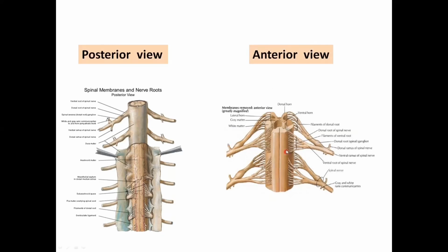In the anterior view, you can make out the anteromedian fissure. The anteromedian fissure is in the midline. In the anterior aspect, it's quite deep. Whereas on the posterior aspect, you can see the posteromedian sulcus. Another very important clue is you can see the dorsal root ganglia in the dorsal root, which attaches to the posterior aspect of the cord. This is how you get to identify the anterior and the posterior view of the spinal cord.